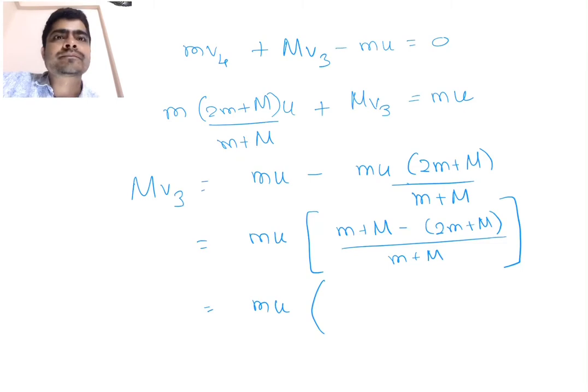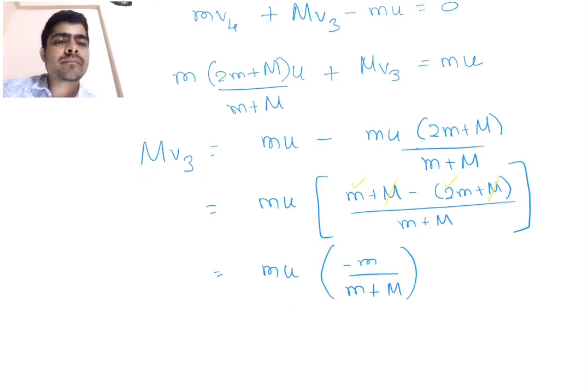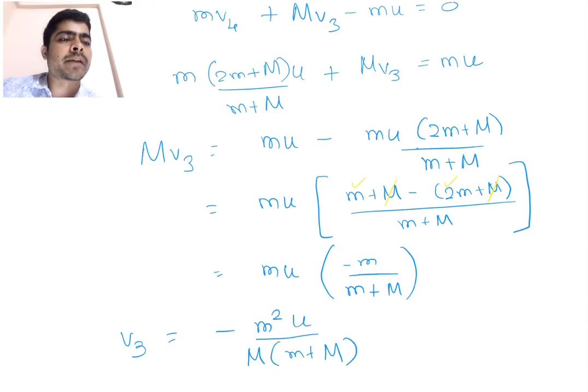Okay, so this will give me mu. Now, m and this m will get cancelled out. Now if you take these two, small m and minus 2m, so you will get minus m upon m plus capital M. Okay, so basically now what do we get? v3 is equal to minus m square u upon capital M (m plus capital M). So we are getting v3 this value, but we are getting a minus sign.